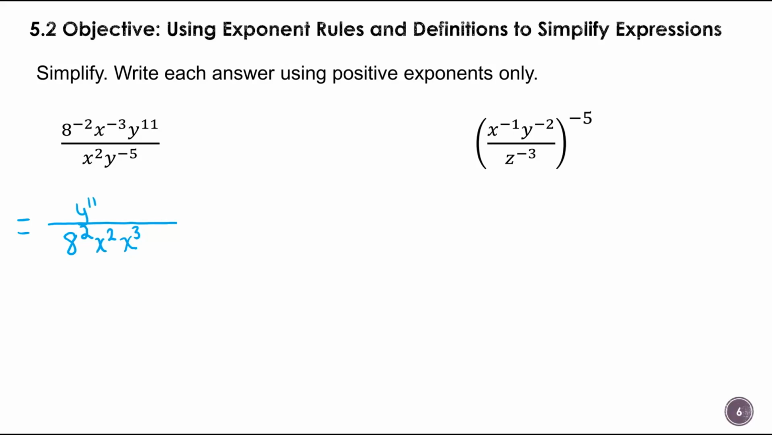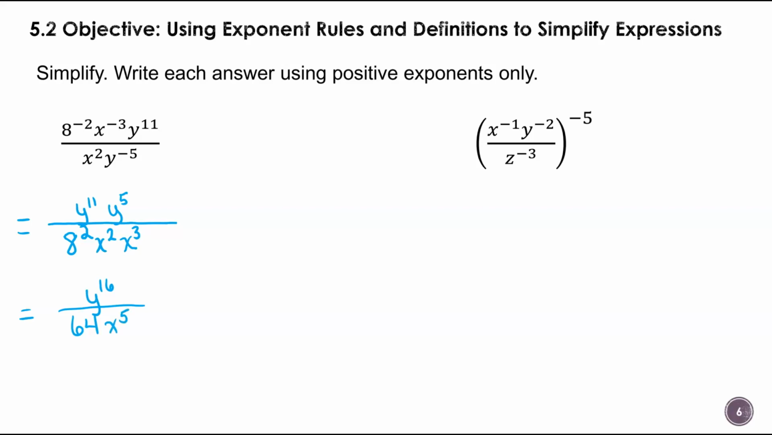And then y to the negative 5, I'm going to change to y to the 5th in the numerator so that I can rewrite that exponent as positive. Now this one actually works out pretty well this way. Then all you have to do is simplify from here, add the exponents on the y's, take 8 to the second power. That's going to be 64. Add the exponents on your x's, and so you end up with x to the 5th power.